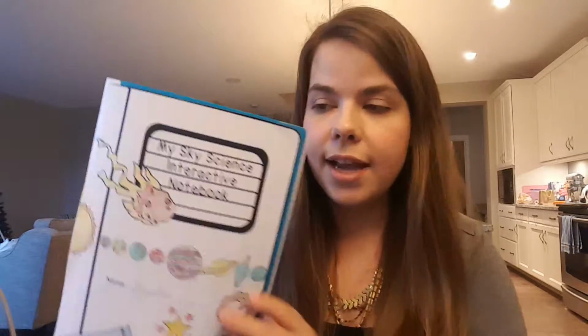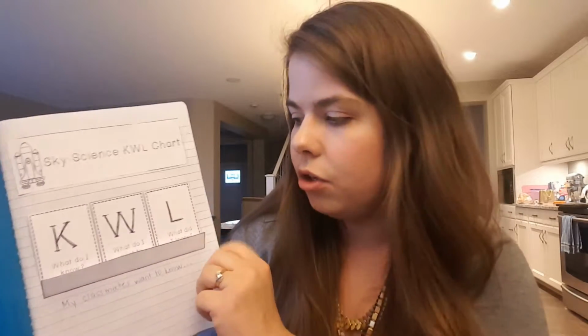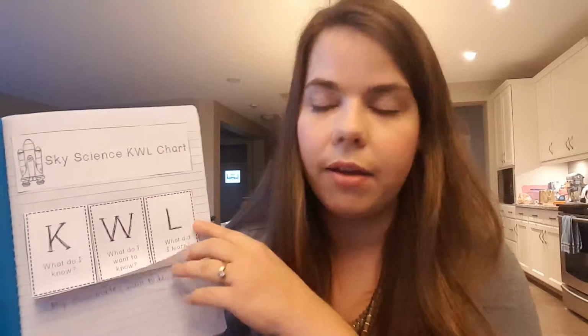So let's just dive in. I'm just gonna go through most of the pages quickly with you. So you start off with a KWL chart, and this is a great way to introduce units. I do it all the time, and it just gets the kids thinking about what they already know and asking some great questions that hopefully you'll answer throughout your unit, and then at the end to do a little reflection and think about what they have learned.